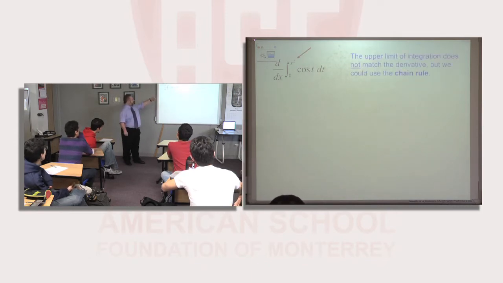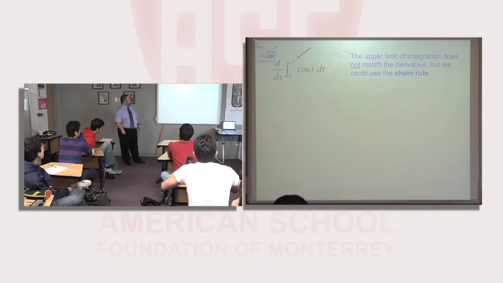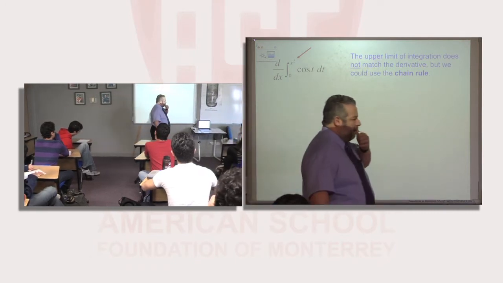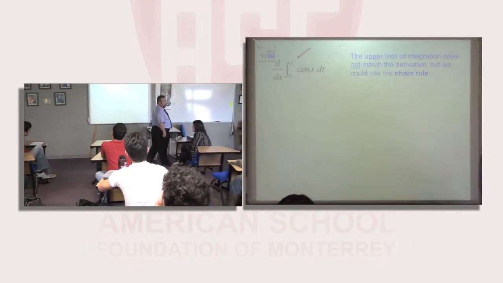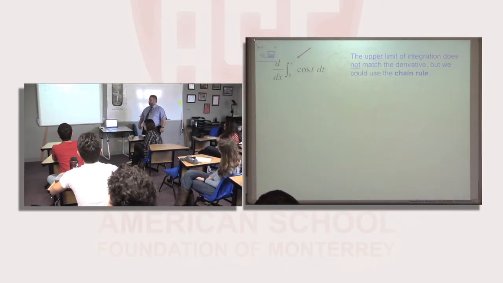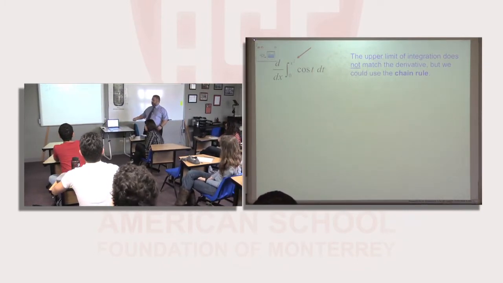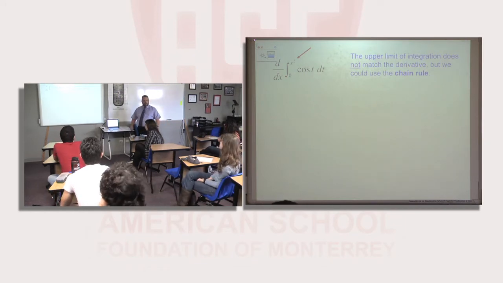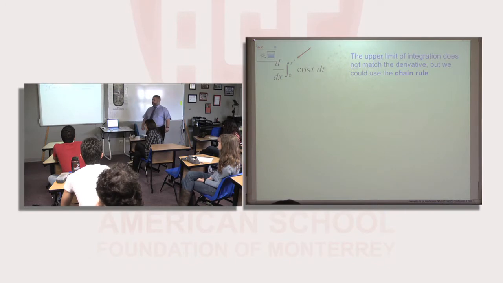We have a problem in that the upper limit of integration does not match the derivative. But we can use the chain rule to take care of that. So, anyone want to hazard a guess? What do you think the answer to this thing is going to be? I mean, first of all, everything else is okay with this, right? We do have the derivative of an integral. We do have the lower limit of integration as a constant. Anyone want to hazard a guess? What do you think this is going to become?